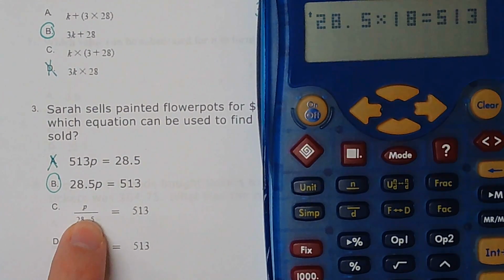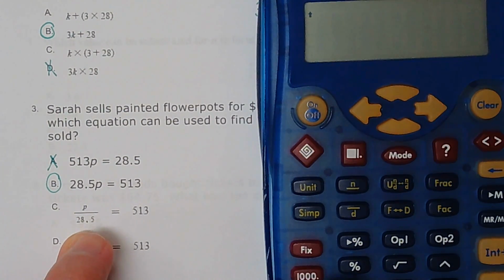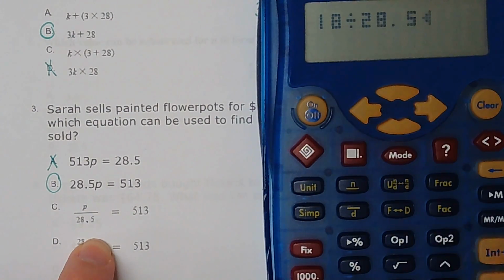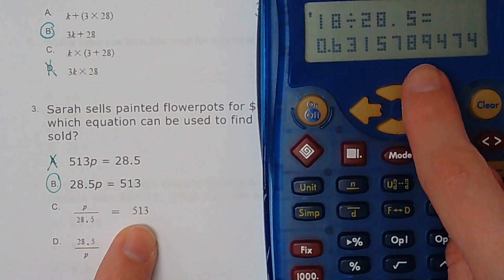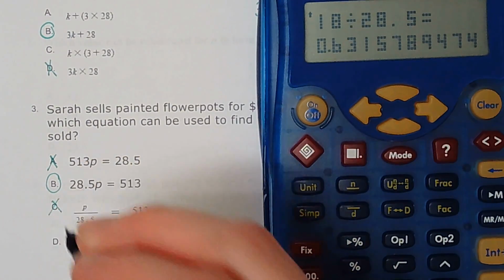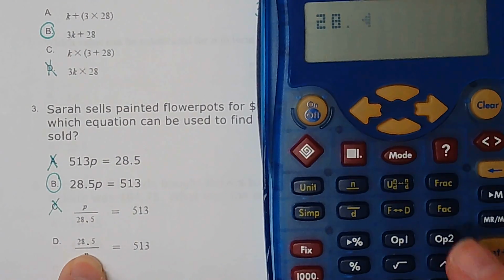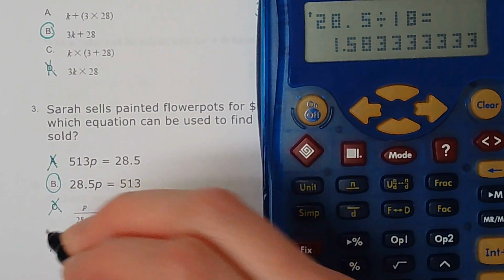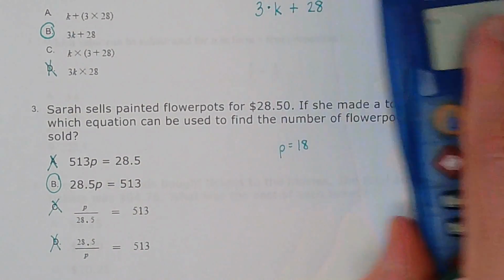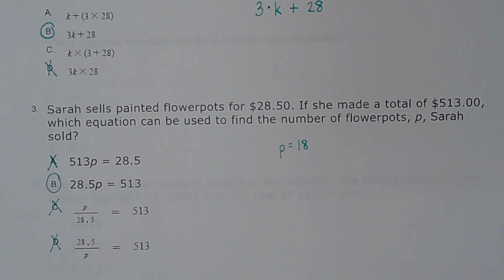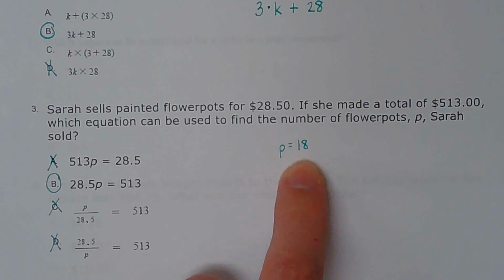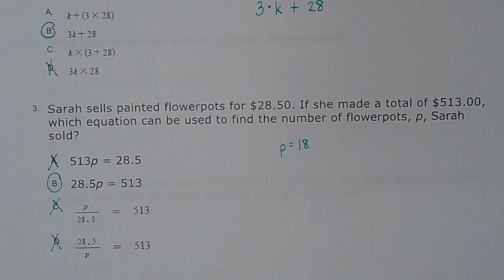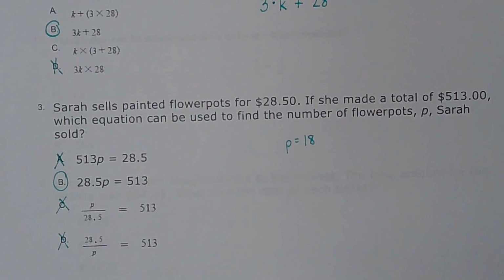But let's just double check the other ones. So remember, right here, this is division. I got 18 for P, so 18 divided by 28.5 definitely does not give me 513. All right, let's try this one. 28.5 divided by 18, once again, doesn't give me 513, so it has to be B. So in other words, for these problems, what I recommend is actually figure out the answer and then plug that answer into the answer choices to see which one actually works out. Only one is going to work out, and that one would have to be the right answer.